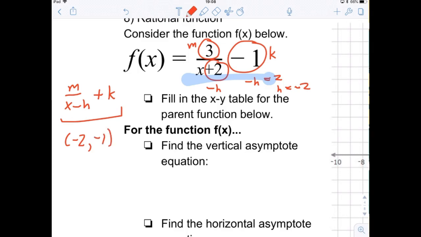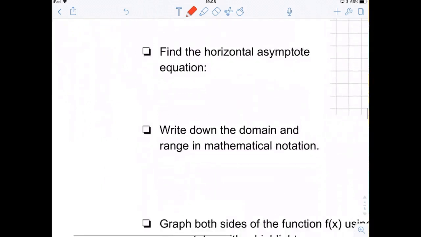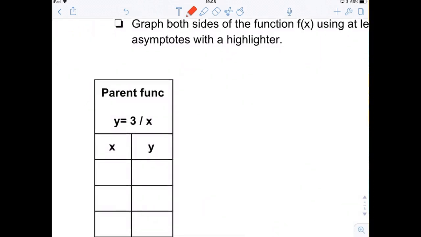Okay, so first thing we're going to do, we're going to fill in the xy table for the parent function. And remember, the parent function, you just make the h and the k 0, that would be the parent function. So the parent function is y equals 3 over x. So let's do y equals 3 over x in the xy table here.